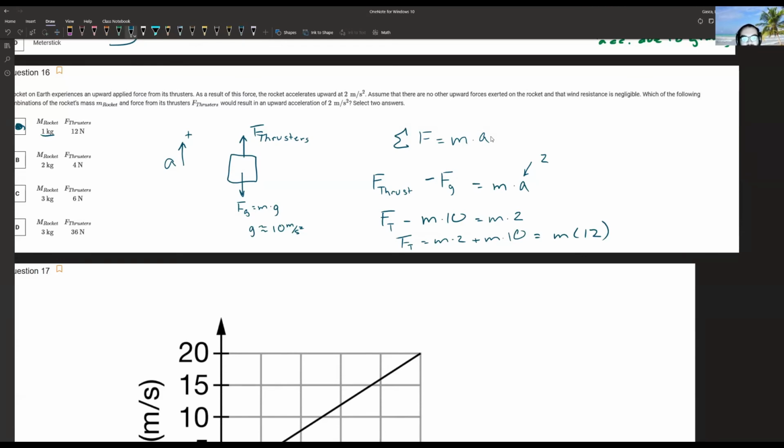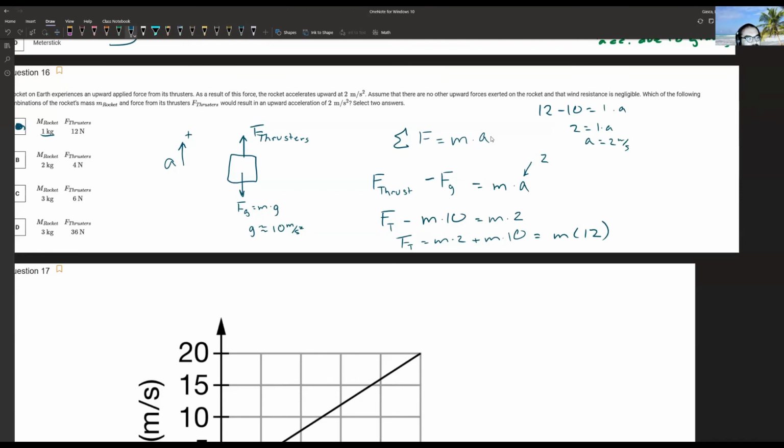You could have probably just plugged these in. We get 12 minus 10 equals 2 times a. I'm sorry, 1 times a. Made a mistake there. And we get 2 equals 1 times a. A is 2 meters per second squared. That's one of them.